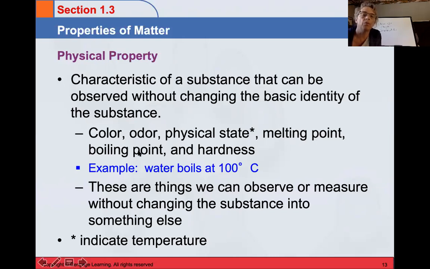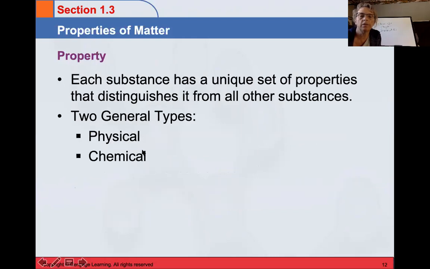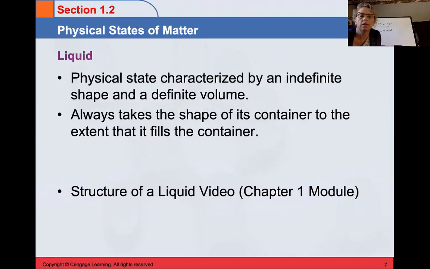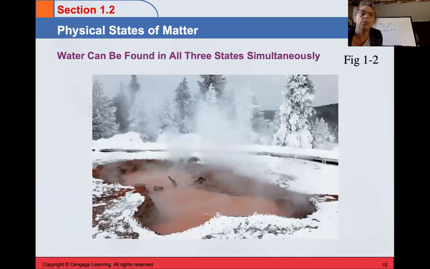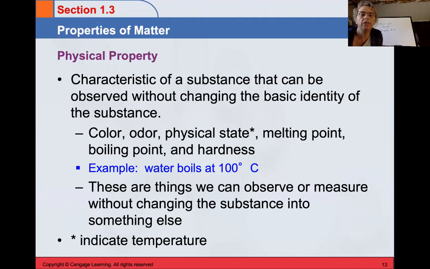Similarly, when we boil water, when it goes from liquid water to gaseous water, like we saw right here, we can measure the temperature where this takes place. We haven't converted the water into a new chemical substance when we do this. It's just liquid water or gaseous water. And with a thermometer, we can measure the temperature where this takes place. Boiling point is a physical property because we haven't changed the water into something else.